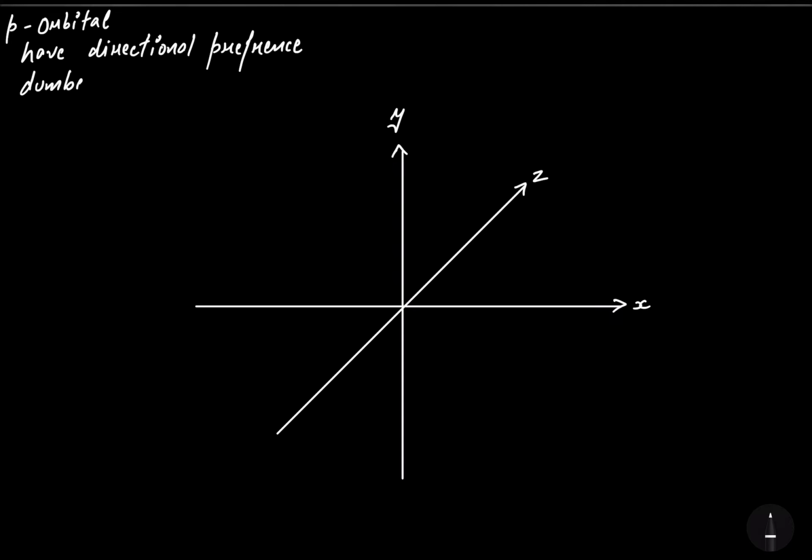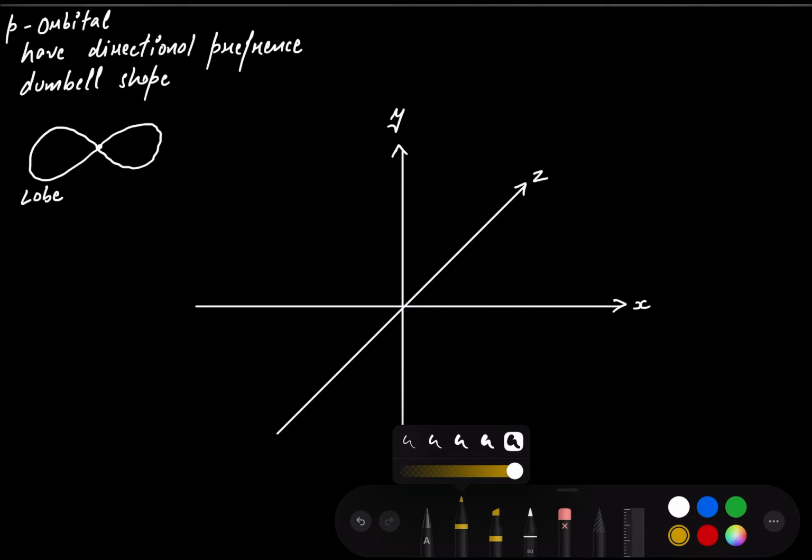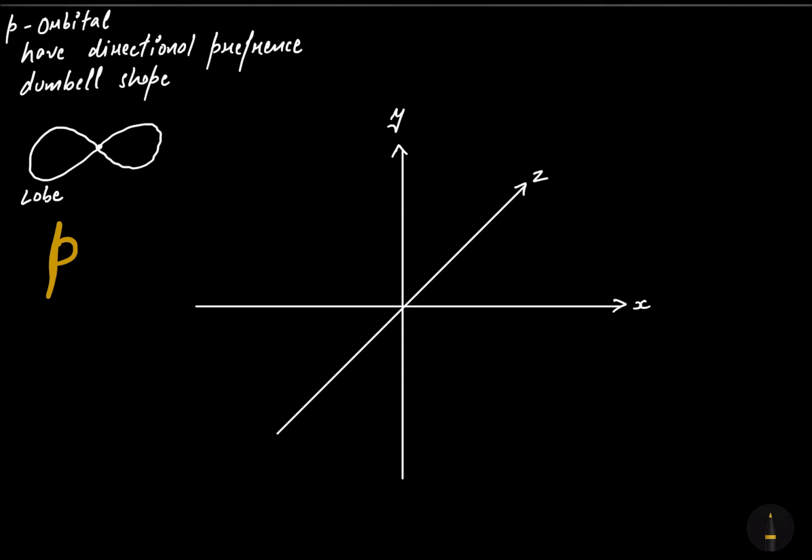The dumbbell shape is like, assume this is the nucleus, that's the one lobe and that's the another lobe. The word is lobe. Now let's talk about the first orbital of p, that is the px. Assume your nucleus is present over here. Now make one lobe of dumbbell in the positive x-axis and the another lobe on the negative x-axis. That's my px.